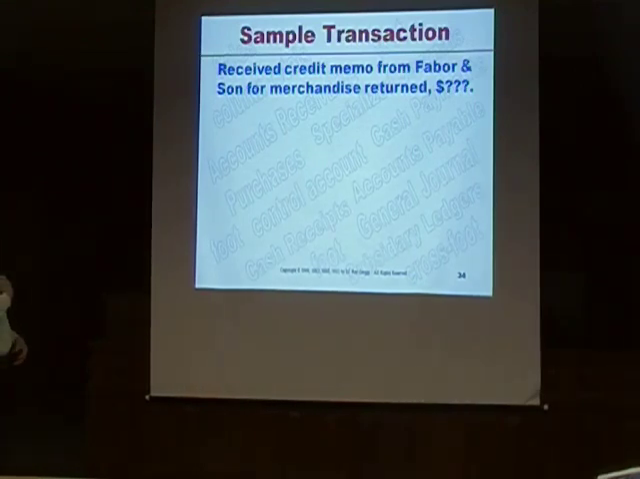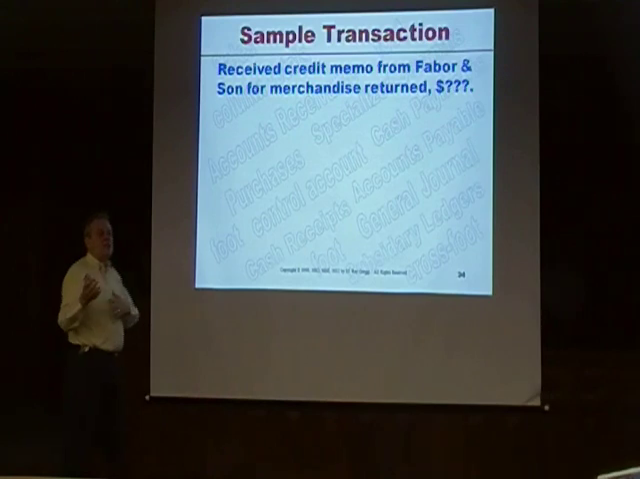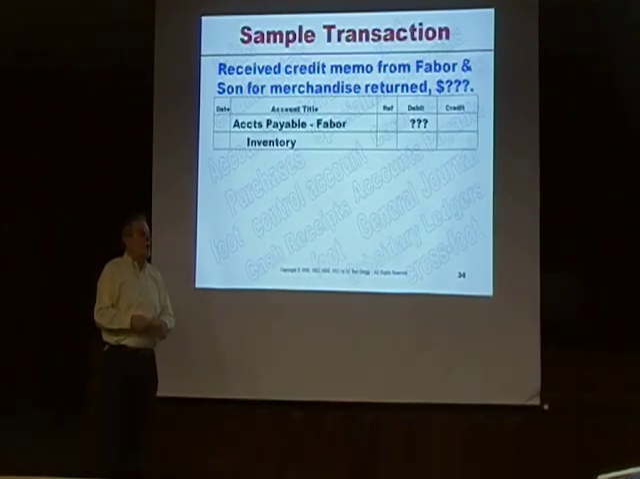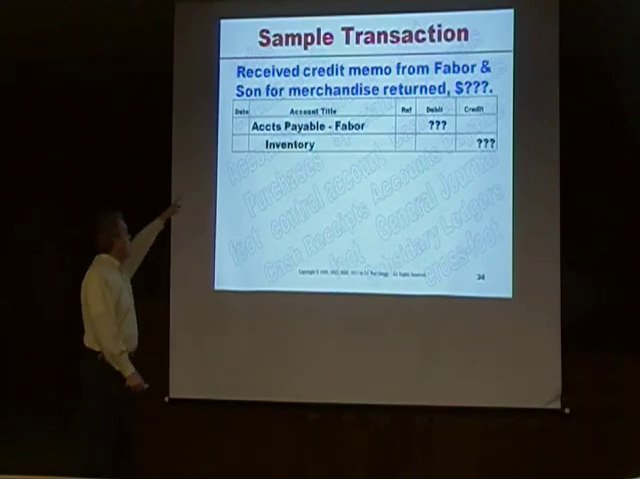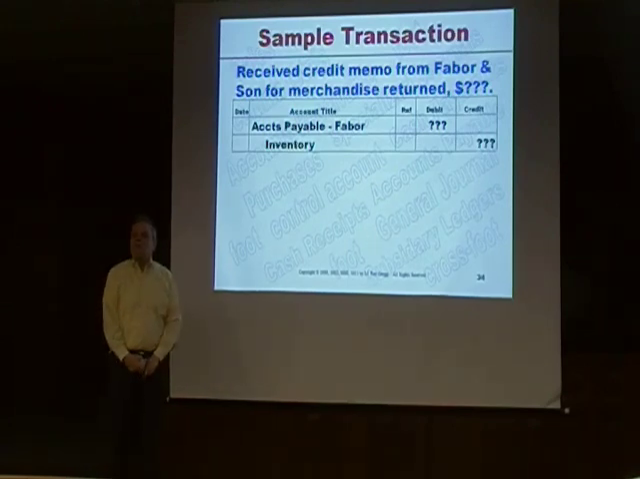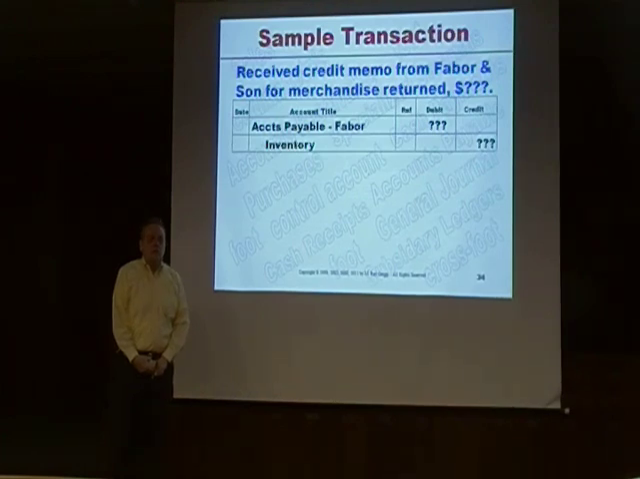Received a credit memo from F Company for merchandise that we returned to them. It was the wrong color. It was scratched. It was dented. We're going to look back and we're going to undo the transaction we just recorded. We're going to debit accounts payable and credit inventory.